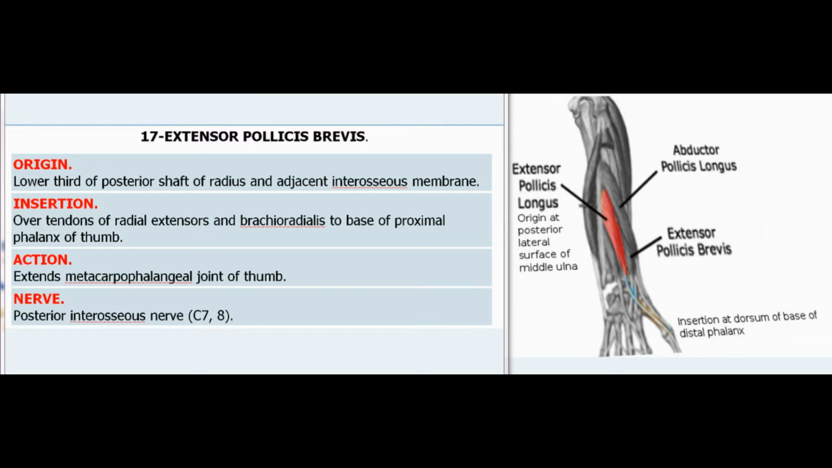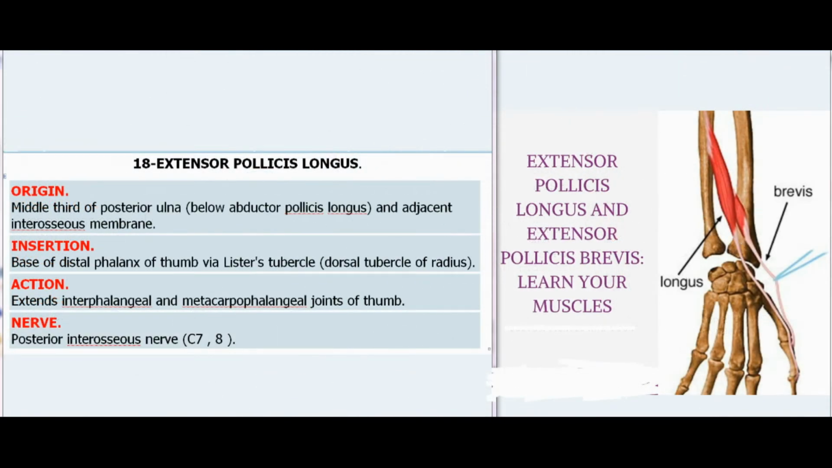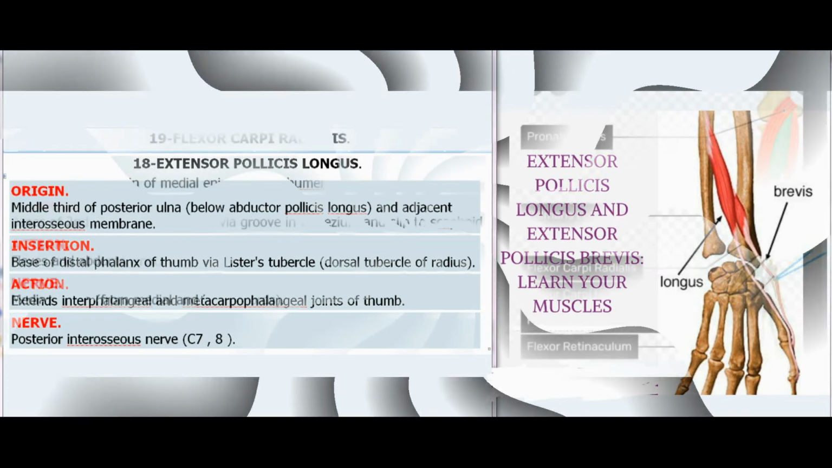18. Extensor pollicis longus. Origin: middle third of posterior ulna, below abductor pollicis longus, and adjacent interosseous membrane. Insertion: base of distal phalanx of thumb via Lister's tubercle, dorsal tubercle of radius. Action: extends interphalangeal and metacarpophalangeal joints of thumb. Nerve: posterior interosseous nerve, C7, 8.